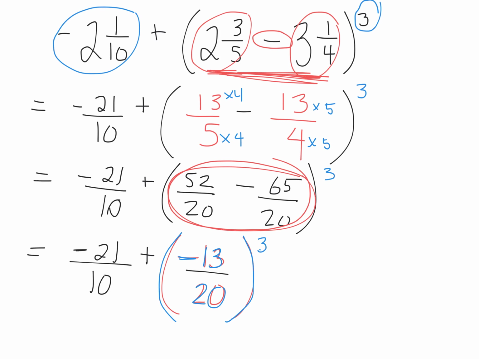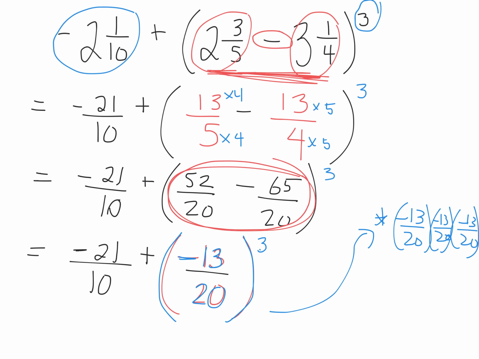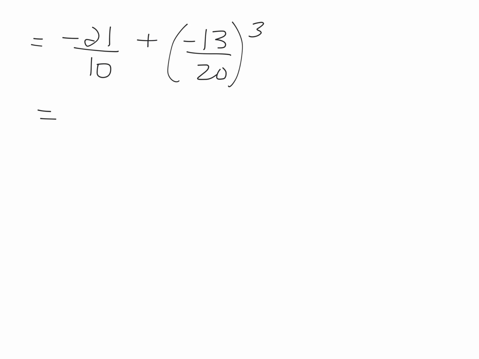Some of you just did negative 13 to the power of 3. But again, I'm just going to put a little side note here. It's negative 13/20 multiplied by itself 3 times. So if you look, when you're actually doing it, you're multiplying everything 3 times, the numerator and the denominator. What is negative 13/20 to the power of 3?